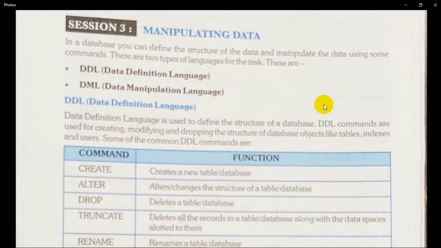In this, we have to learn about manipulating data. In the database, you can define the structures of the data and manipulate the data using some commands. So basically, there are two types of languages we are using: data definition language and data manipulation language. What we do in DDL, data definition language, is define the structure of the database.